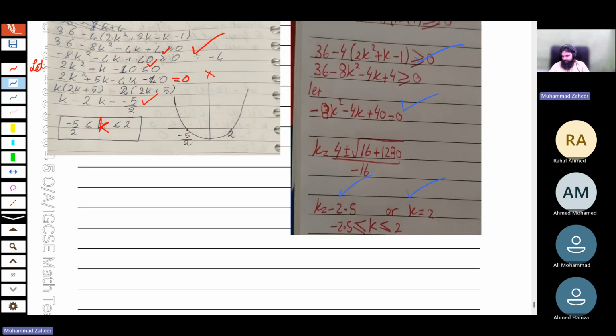Where's the graph? The way you have done it, the coefficient of k squared is negative, so the graph is like this. All right, and this function is greater than 0, so you have to take this portion. So you will get that k is greater than minus 2.5 and less than 2. Ahmed, Hamza, you took a minus common, the other did not. So both are correct.